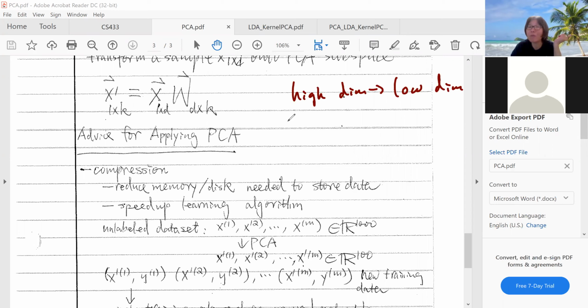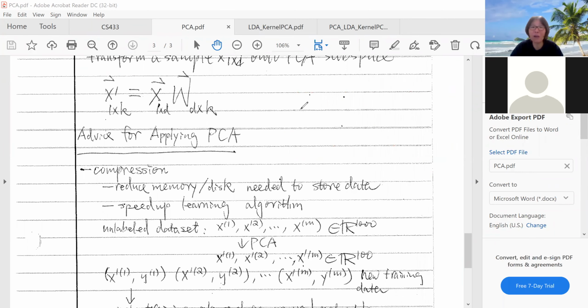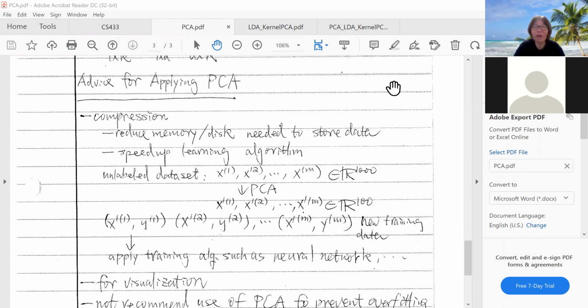In our very beginning example, we reduce from 2 to 1. So x1, x2 reduce to u1, and u1 is our principal component, okay? Okay, so this is the math background behind the principal component. Okay, and what next is some advice for applying PCA, okay? And you can apply it for compression because we already saw it, then it can reduce your memory and disk space to store data. So you can use this.